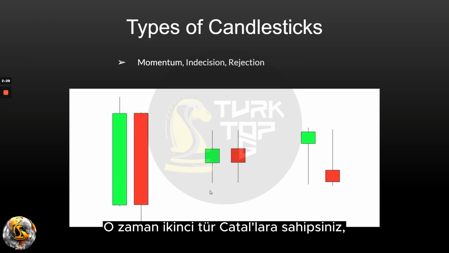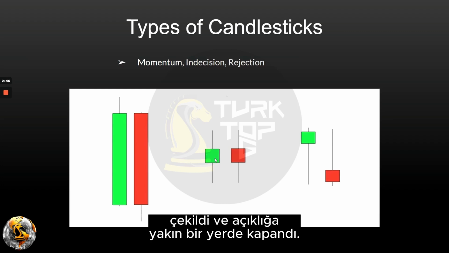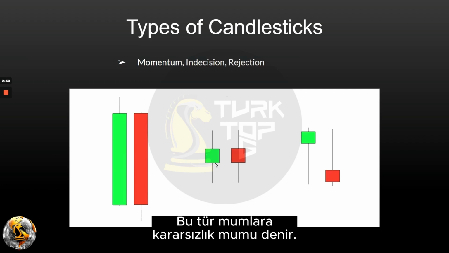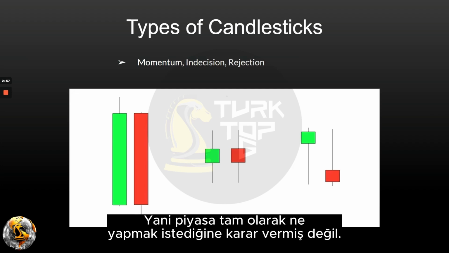And then you have the second type of candles, which have long wicks and a small body. In this case, let's say the price opened, it tried to go up, could not, was pulled back, then it tried to go lower, could not, pulled back, and closed somewhere near the open. This type of candle is called an indecision candle. That's because neither buyers nor sellers are in control. So the market has not really decided what it wants to do.